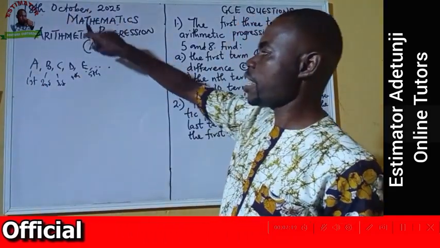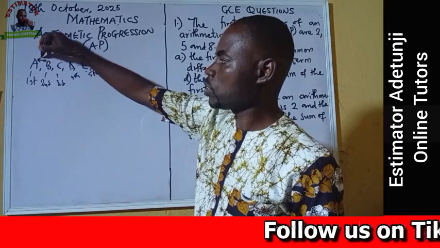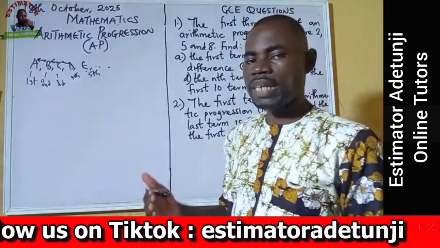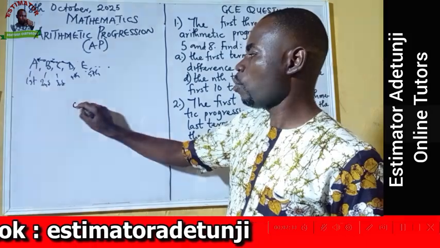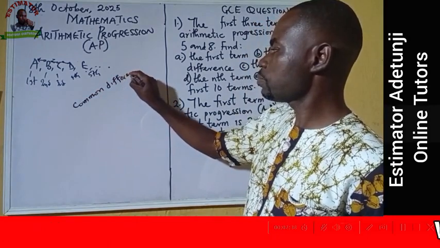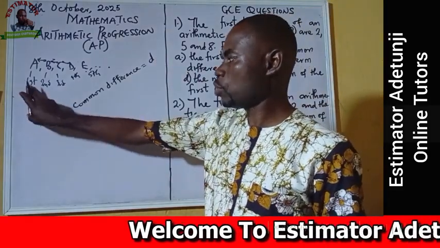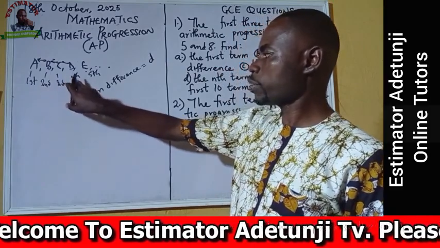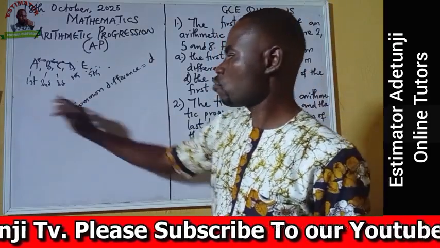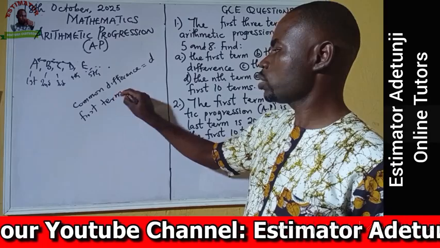So in AP, for every item you have listed, there must be a common difference, that is the common distance, a constant, the interval between them. That common interval between them is called common difference. We use D to symbolize common difference. You can see my first term, second term, third term, fourth term, fifth term, and so on. My first term, we use A to denote the first term.